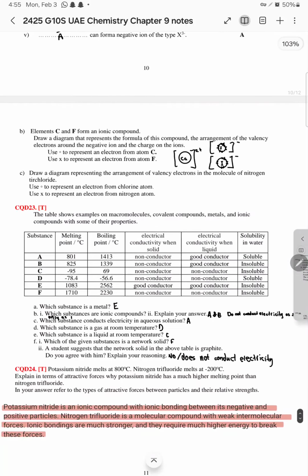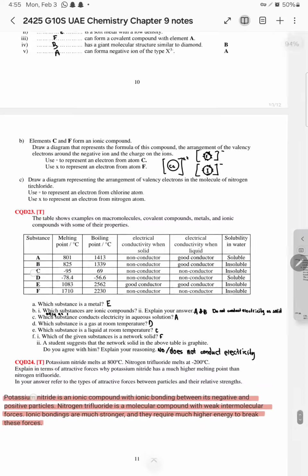Now, moving on to the next CQD, CQD 23. They gave us macromolecules, with their melting points, boiling points, electric conductivity in solids and liquids, and solubility in water. And we need to know now which is which.